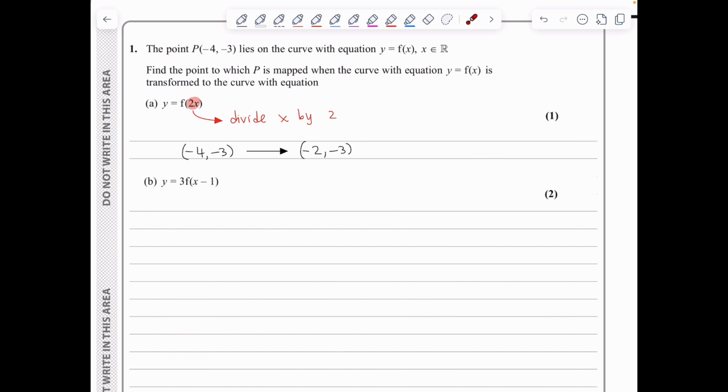In part B, we're dealing with y is 3 f of x minus 1. Well, the x minus 1 means we are adding 1 to x, whereas the 3 outside means all the y's get multiplied by 3, and therefore -4, -3 will be mapped to -3, -9.